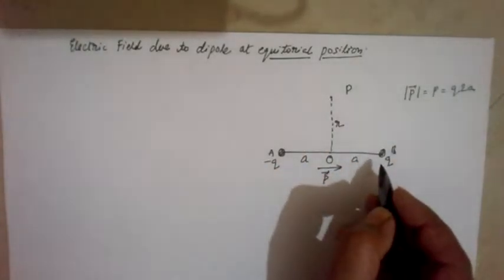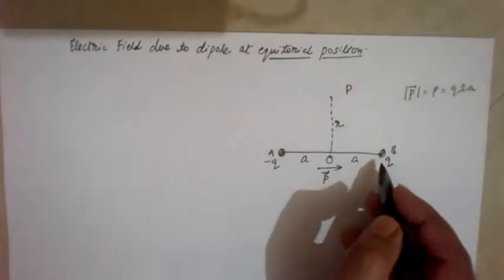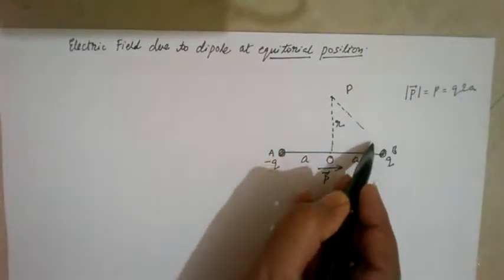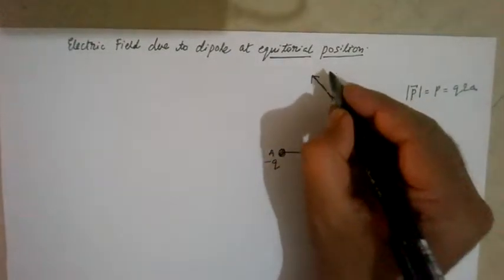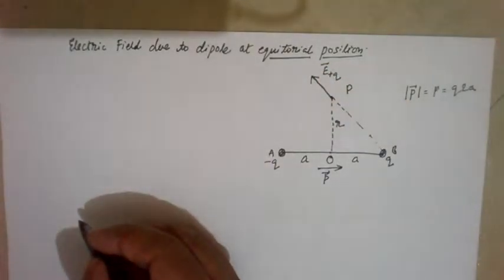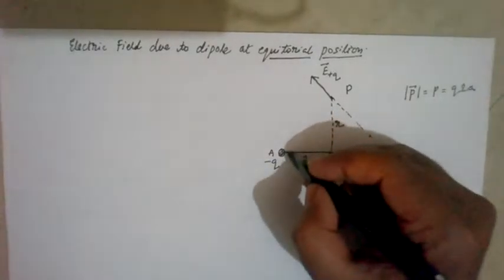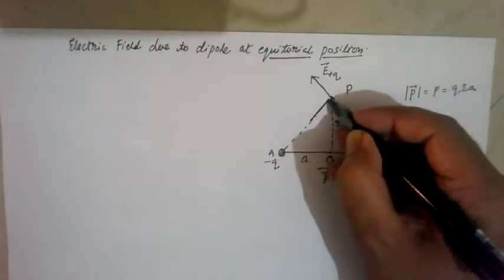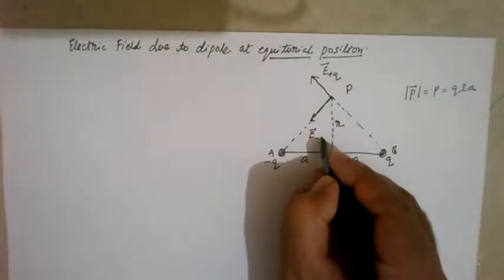Now first we will find the field due to this charge plus q. As the charge is positive, the field due to this charge plus q will be directed away from it, and I will write this as the electric field due to plus q charge. Similarly, the field due to the charge minus q will be an attractive field, directed towards it. So this is the electric field due to minus q charge.